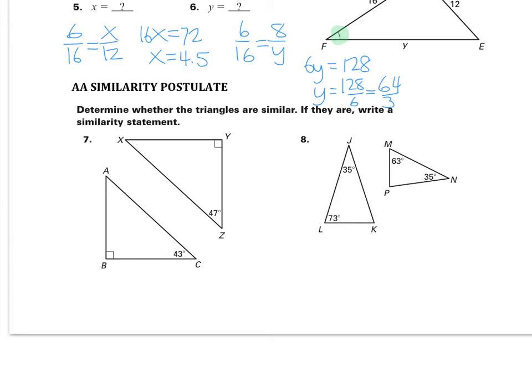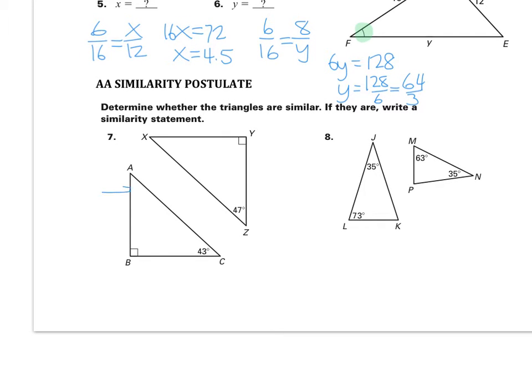Determine if the triangles are similar. If they are, write a similarity statement. So the first thing we can do is find this angle by saying 90 minus 43 is 47. So I can see, and then this would be 43 up here. I do have right angle is congruent. I have 43 congruent to 43. And I technically have 47 congruent to 47. So I do have angle-angle similarity.